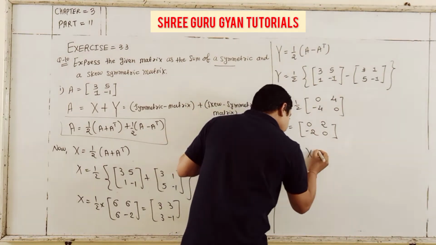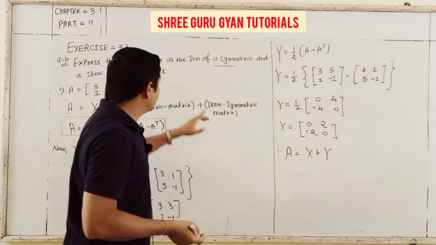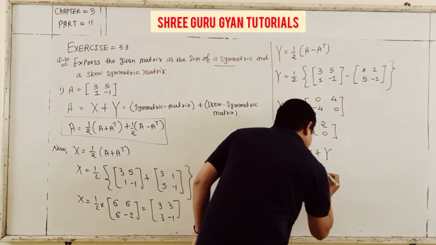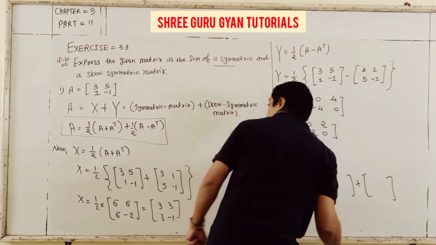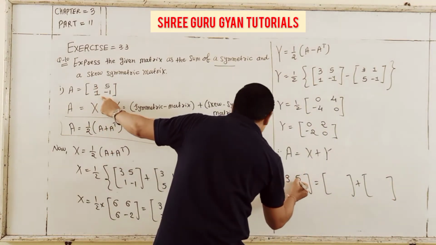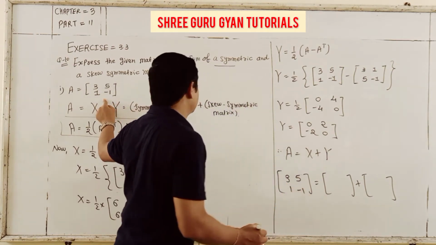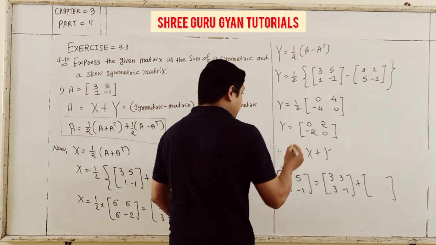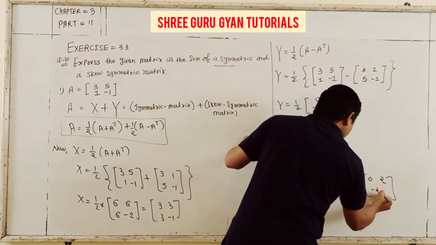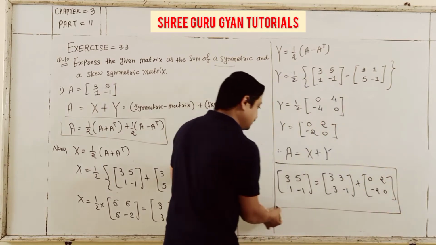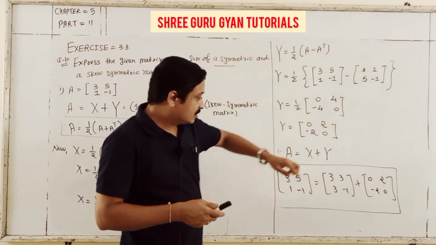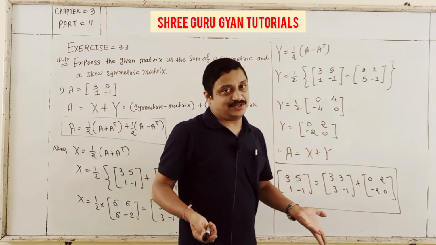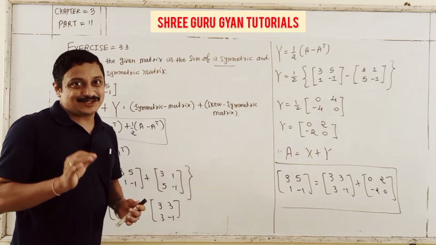Therefore matrix A is represented as the sum of the symmetric and skew symmetric parts, here X and here Y. A, as you know, students, is 3, 5, 1, minus 1, and X you also calculated as 3, 3, 3, minus 1, and Y is 0, 2, minus 2, 0. That much is your last answer. You can also cross verify. 3 plus 0 is 3, 3 plus 2 is 5, 3 minus 1 is 2, and minus 1 plus 0 is minus 1. So this numerical is easily done.